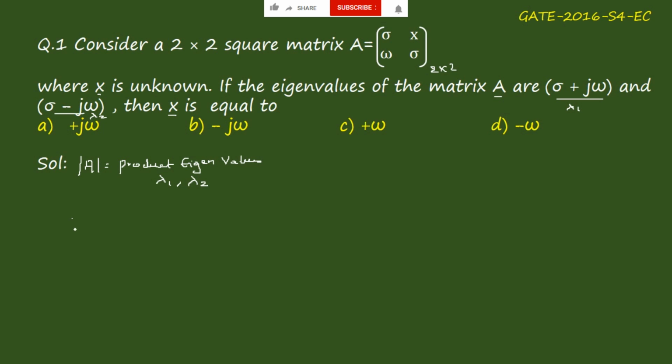It becomes the determinant of [rho, x; w, rho], which is equal to (rho minus j omega) into (rho plus j omega). So it becomes rho square minus wx is equal to rho square plus w square, right? Rho square gets cancelled, and one of the w gets cancelled here, so x is equal to minus w. So the answer is option D.